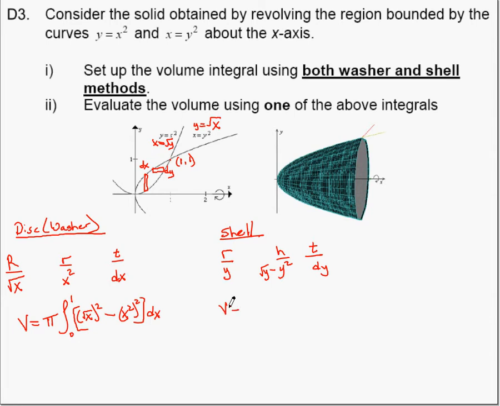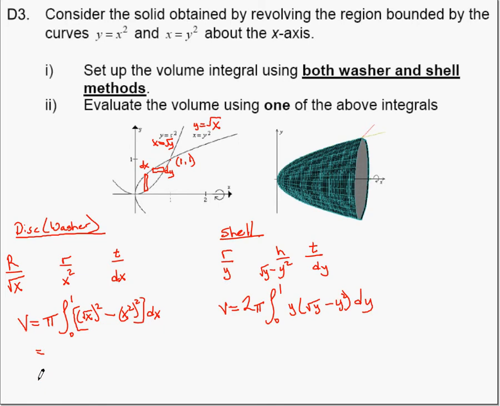The volume then is 2 pi times the integral from 0 to 1, the y coordinates, of y times root y minus y squared dy. So there's the integral set up using the shell method. Both methods will give you the same answer once you solve them. So for part B, you have to solve one of them. For practice, it wouldn't hurt if you solved both, but I'll just show the steps for one here.